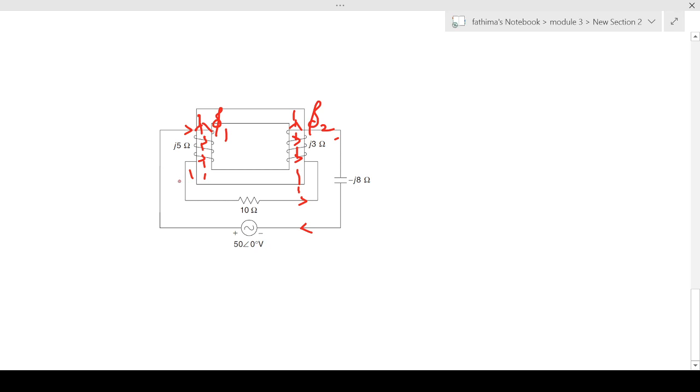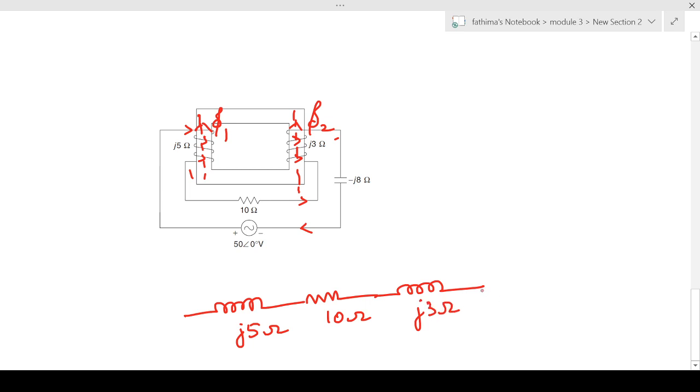In order to illustrate this, if we put a dot at one end where the current is entering in one coil, then we have to put the dot at the end where the current is leaving in the second coil. So let's draw the equivalent circuit. First I am showing the coil j5 ohm. Then there is a resistor having a value of 10 ohm. Then there is another coil with self-inductance j3 ohm. Then there is a capacitor of value minus j8 ohm, and all these are connected across a 50 angle 0 degree volt voltage source.